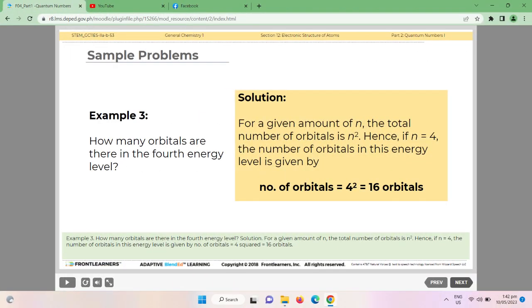Example number 3. How many orbitals are there in the fourth energy level? Solution. For a given value of n, the total number of orbitals is n squared. Hence, if n equals 4, the number of orbitals in this energy level is given by number of orbitals equals 4 squared equals 16 orbitals.